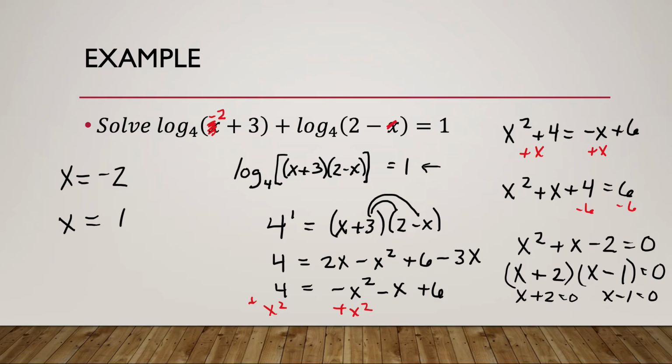If I put a negative 2 right here, 2 minus negative 2 is positive 4. So that's also fine. All right, so this is definitely a valid solution, the negative 2. We should also check the 1 just to be sure. So if I put a 1 right here, I'm going to be taking the log of 4, which is fine. If I put a 1 right here, 2 minus 1 is still positive 1, so I should be okay there as well. So in this one, we have both negative 2 and positive 1 as valid solutions.